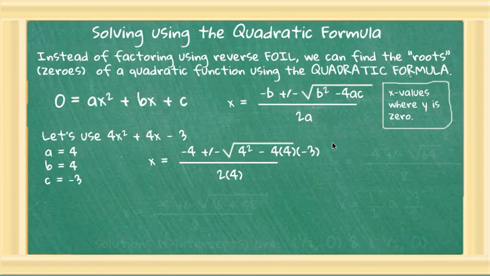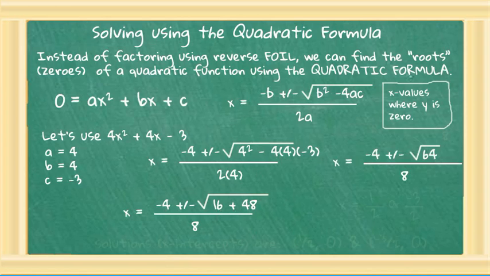And now I'm just going to crunch it down, simplify everything down to get the values that would make it 0. Okay, so I've combined everything under the square root there to a 16 and a 48. I'll continue simplifying. I got a square root of 64 now, which is a perfect square. So that just can become 8.